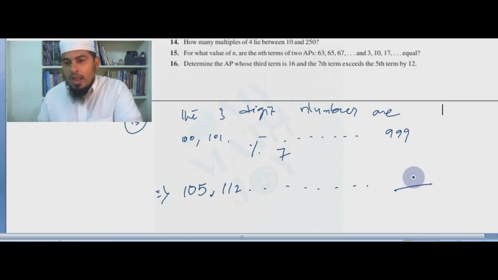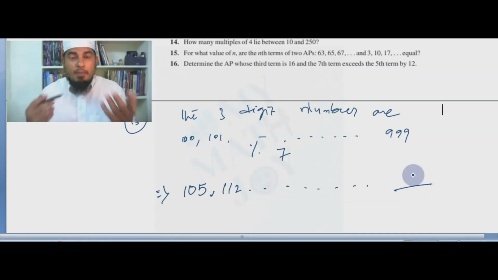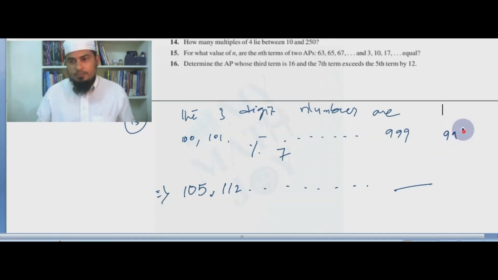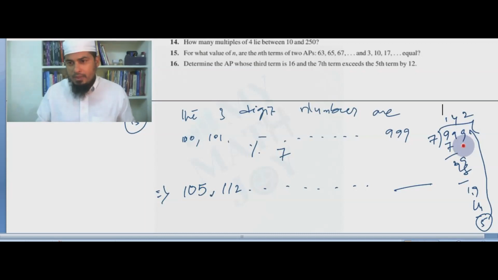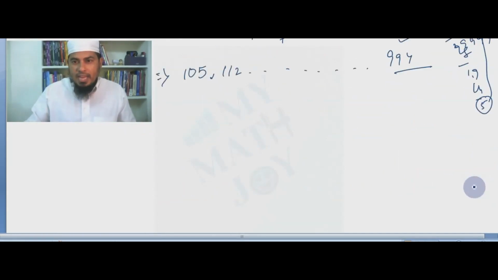What will be the last 3-digit number divisible by 7? Better to do division with the highest one. 7 ones are 7, we got 9, 7 fours are 28, 7 nines are 63, and so on, and we are left with remainder 5. Remainder 5 should not be there, so I subtract 5. So 994 will be the last 3-digit number divisible by 7. Now I want this 994.